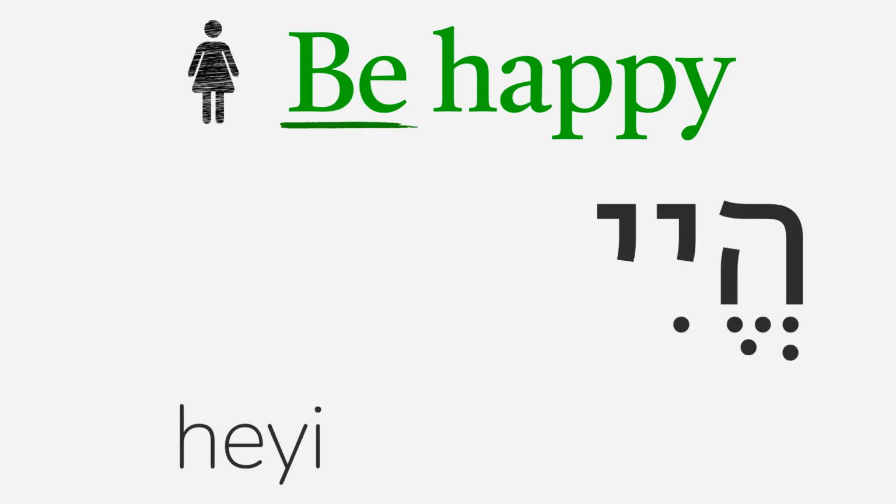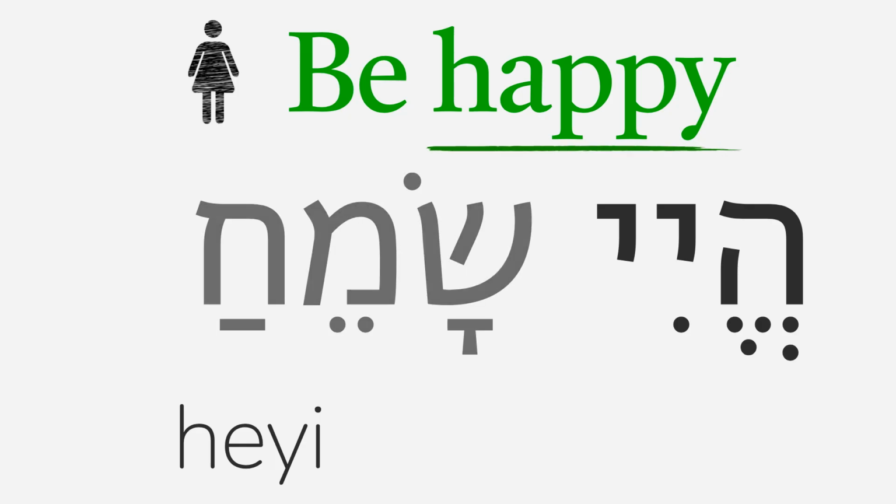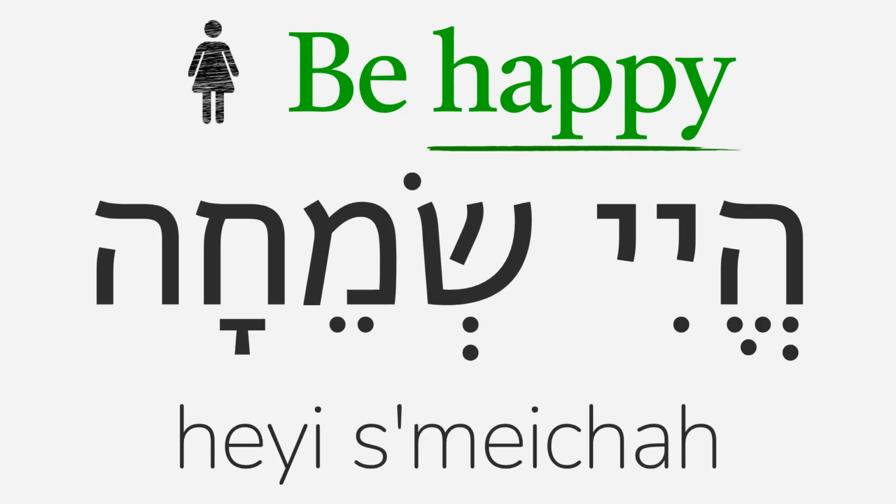Let's say be happy, speaking to a woman. The verb be will be the feminine singular imperative heyi, with the e ending. And the adjective happy will be the feminine singular form of sameach, which is samecha. Heyi samecha. Be happy. Heyi samecha.